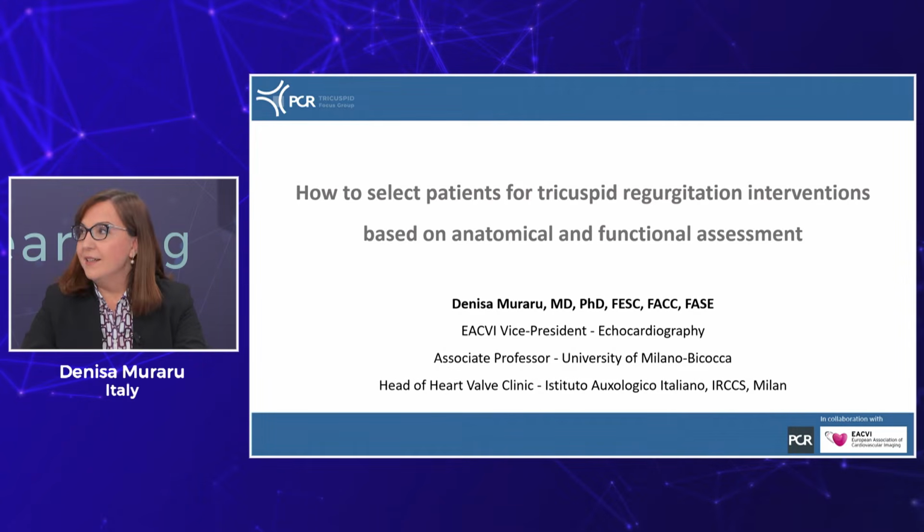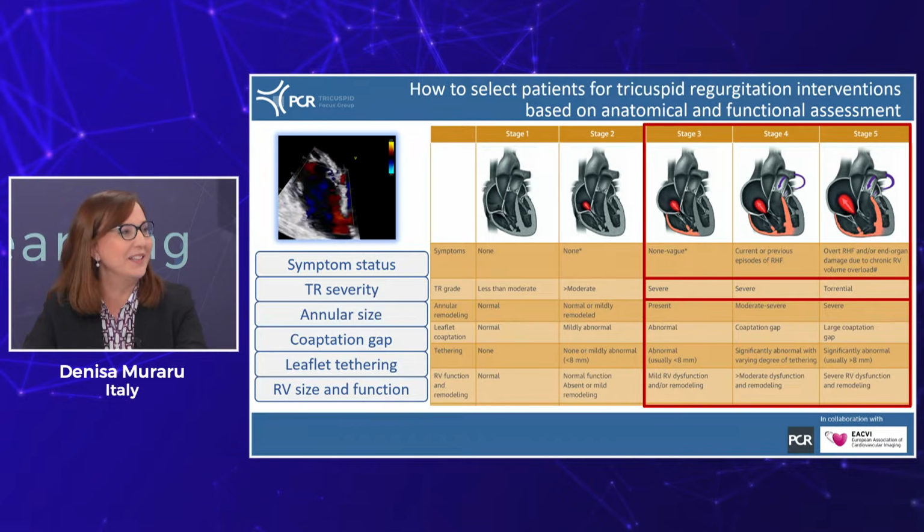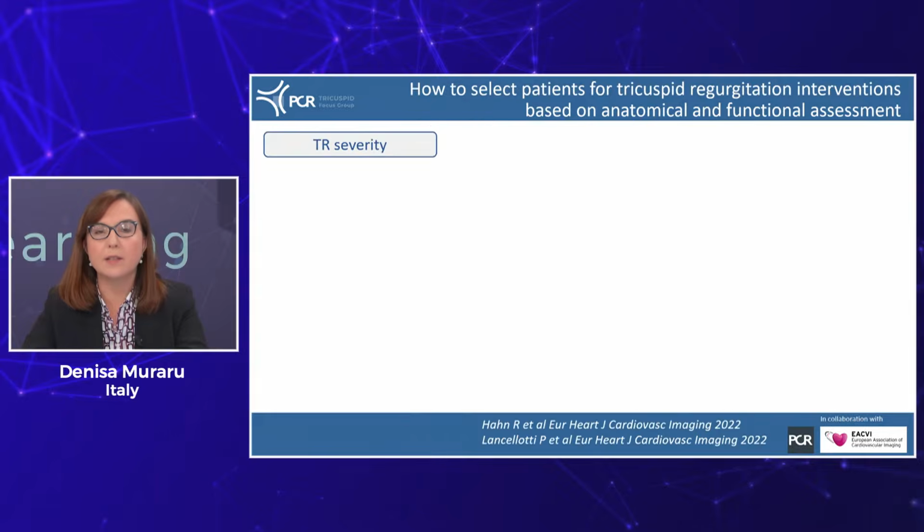We were saying that in order to select the patients for surgery or interventional procedure, first of all, we need to make sure that we are respecting the guidelines, because only patients with severe, massive or torrential TR may be considered for this. And anatomy is important because you need to make sure that the tricuspid valve anatomy is suitable to be treated with, most frequently, edge-to-edge repair. And finally, you need to make sure that the patient has a high probability to improve after this intervention. So it has to fulfill certain characteristics.